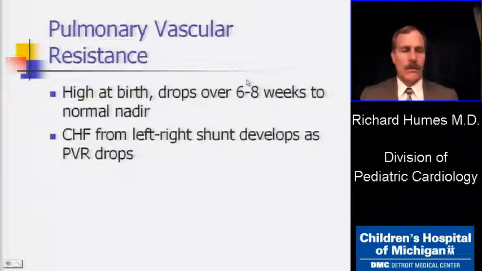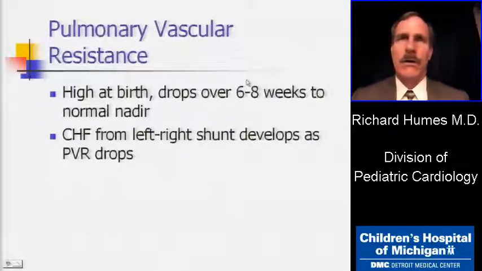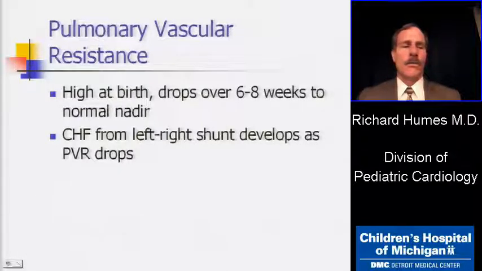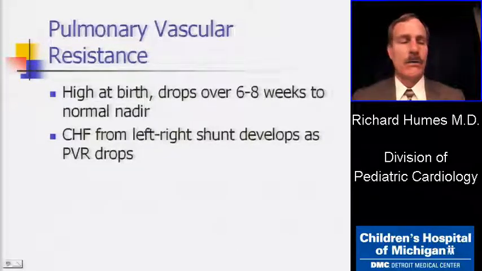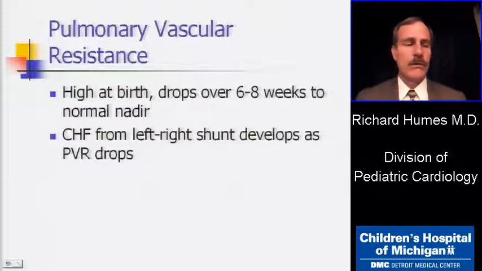As you know, the timing of congestive heart failure in children due to left-right shunts is affected by pulmonary resistance, and pulmonary resistance is generally very high at birth, which is why we don't see heart failure symptoms early on. This drops over the first 6 to 8 weeks of life. In a normal heart, it actually drops fairly quickly. In a heart with a large left or right shunt, it can drop much more slowly, to about 6 to 8 weeks before it reaches its normal nadir. The symptoms of congestive heart failure will worsen as that pulmonary vascular resistance drops.